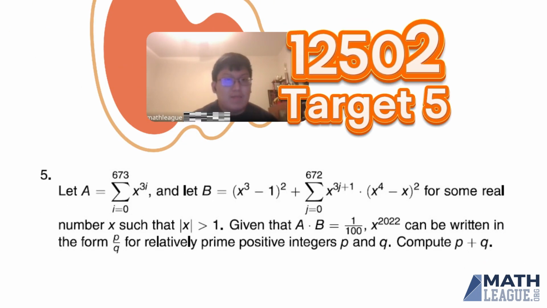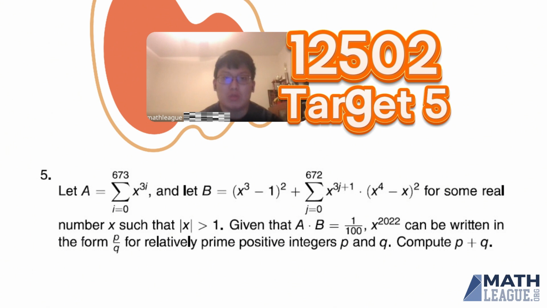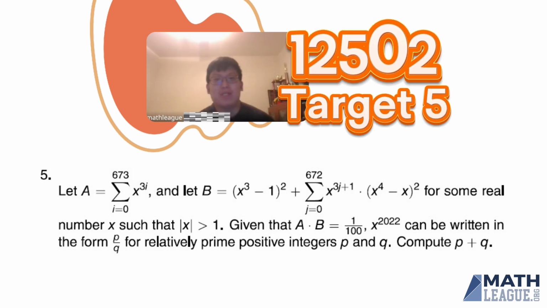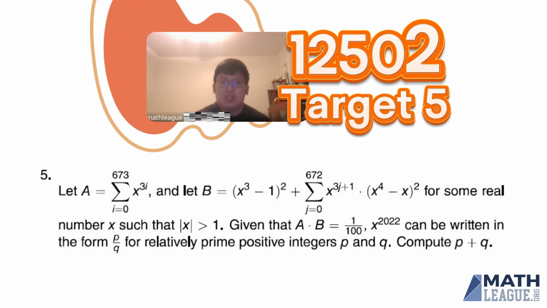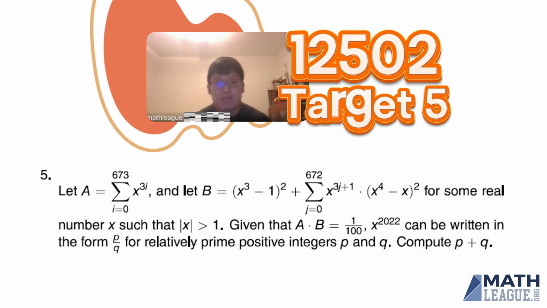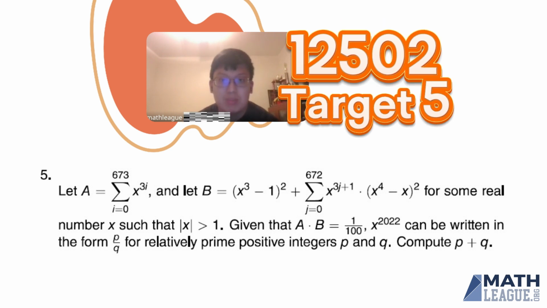Let A be the sum from i equals 0 to 673 of x to the power of 3i, and let B equal (x cubed minus 1) quantity squared plus the summation from j equals 0 to 672 of x to the 3j plus 1 times the quantity x to the fourth minus x squared, for some real number x such that the absolute value of x is greater than 1. Given that A times B is 1/100, x to the 2022nd power can be written in the form p over q for relatively prime positive integers p and q, and we want to compute p plus q.